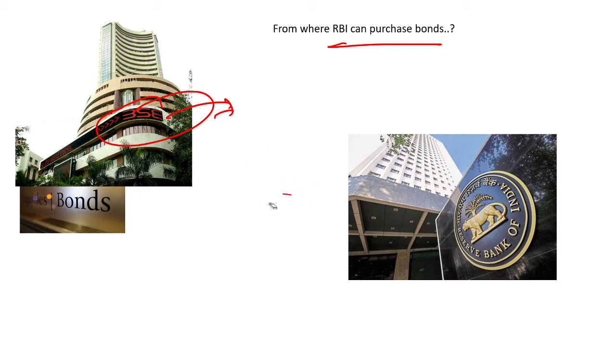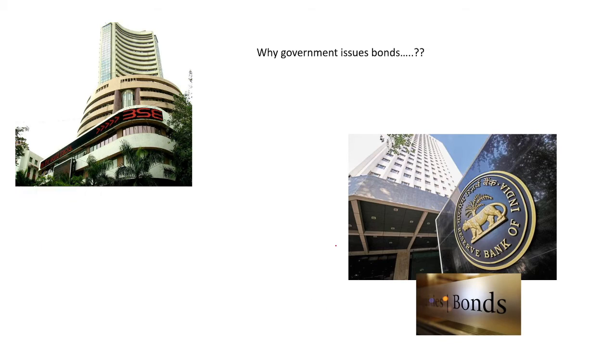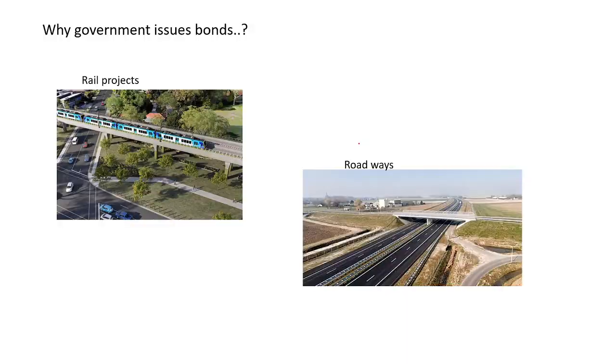So if RBI wants to purchase these bonds, then they need to purchase through this option of the secondary market. In this way they can purchase the bonds from the secondary market and complete their targets. But the next question is, why did the government issue these bonds? What exactly was the purpose of the government for issuing these bonds?